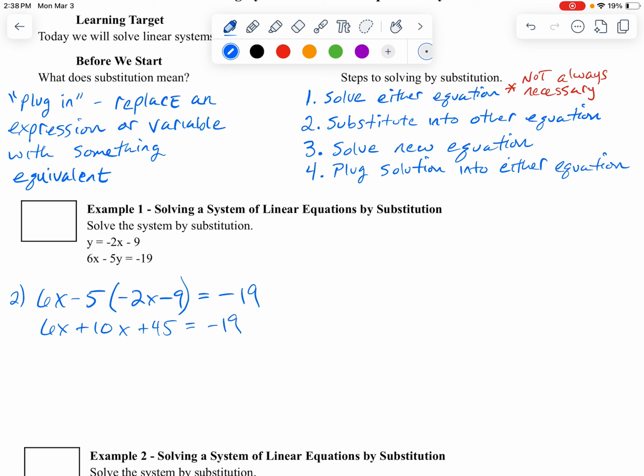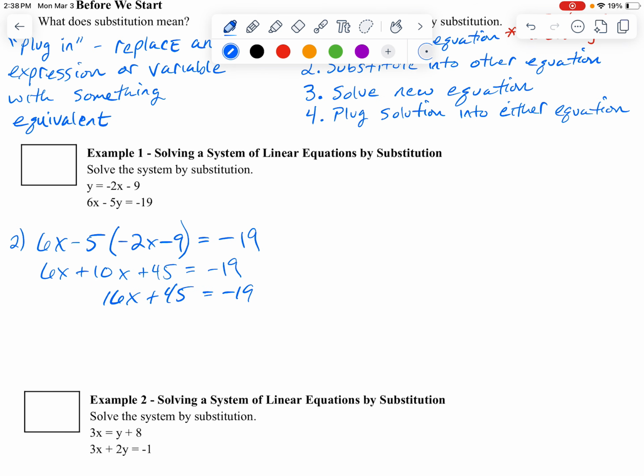Next step, we can combine some like terms. This is really part of the solving part, right? I guess, well, it depends on the way that you look at it. We're really just simplifying right now. We're not doing much solving. Let me get to another step, and then we'll call it officially step 3. So 6x and 10x, I can combine those into 16x plus 45 equals negative 19.